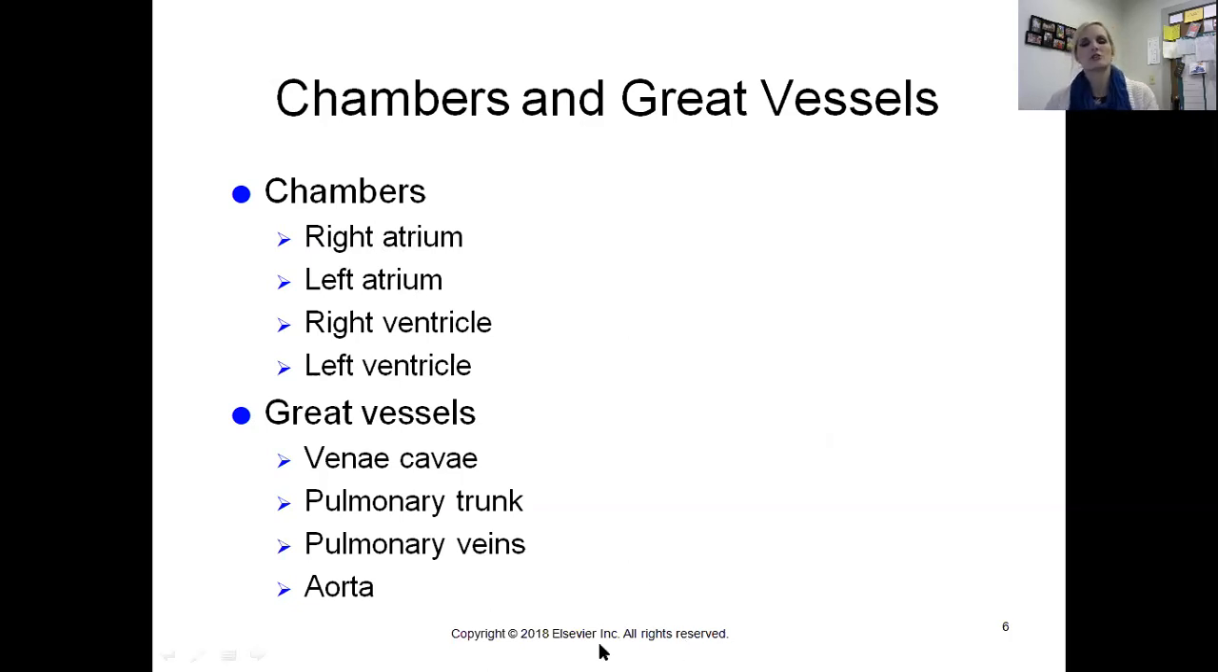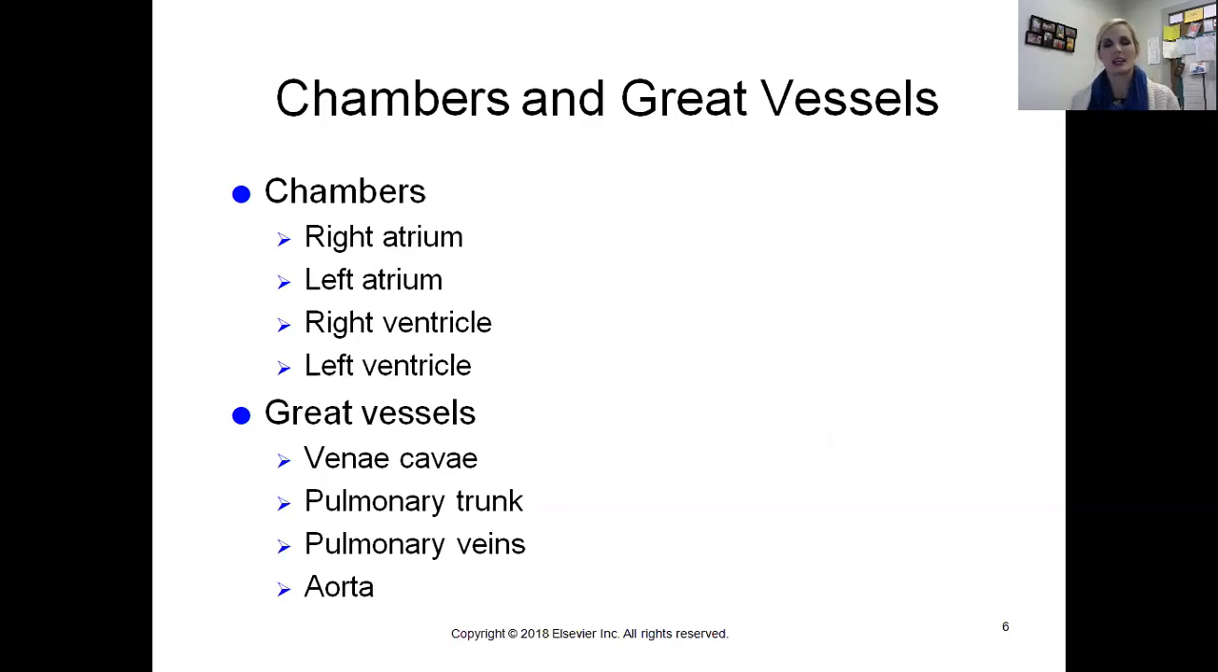Then we have some major vessels. When I say blood vessels, I'm talking about arteries and veins. Later on in the next video, we're going to talk about the difference between arteries and veins. And I'll discuss with you that arteries are typically those blood vessels that carry blood towards the heart, meaning that this is blood. I'm sorry, arteries, I mixed that up. Arteries are going away from the heart. Remember, A for artery means A for away. So arteries are going away from the heart, whereas veins are the ones that are coming towards the heart.